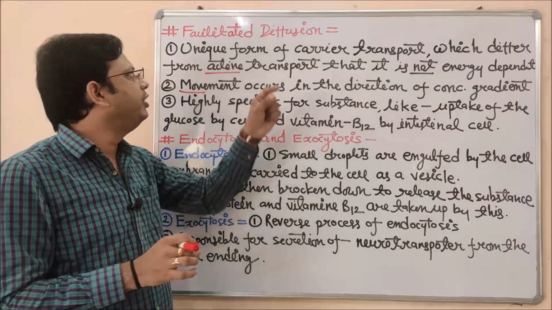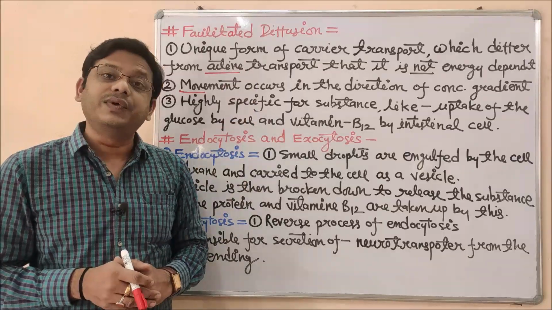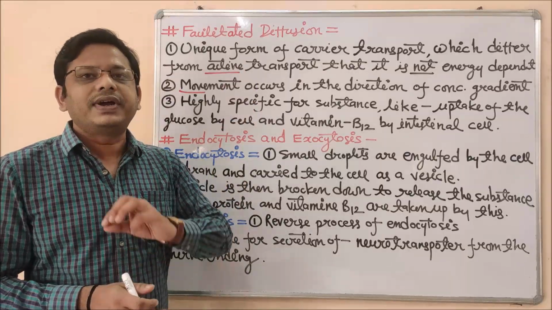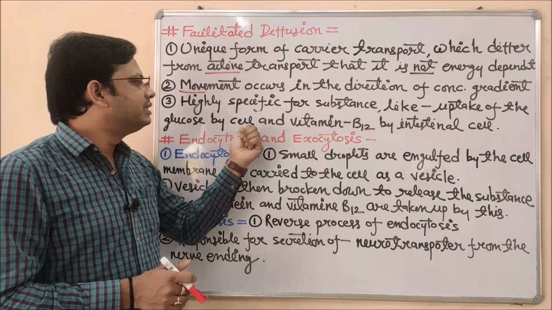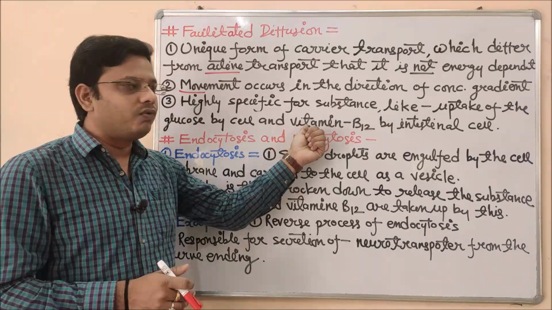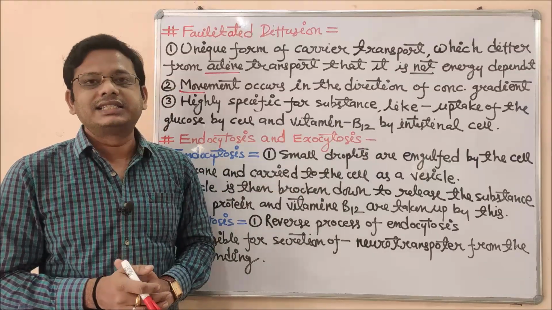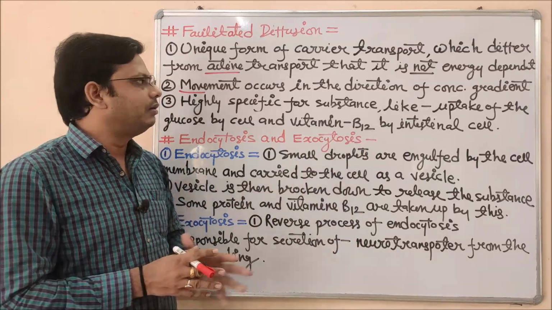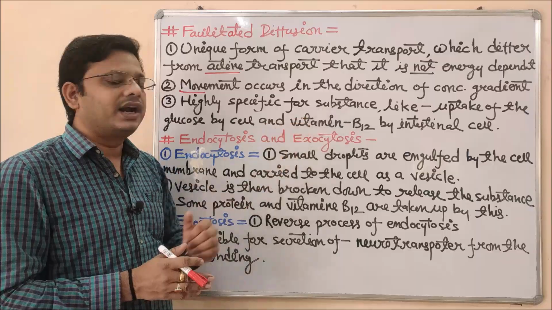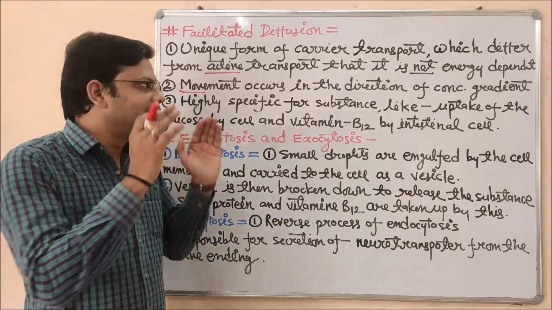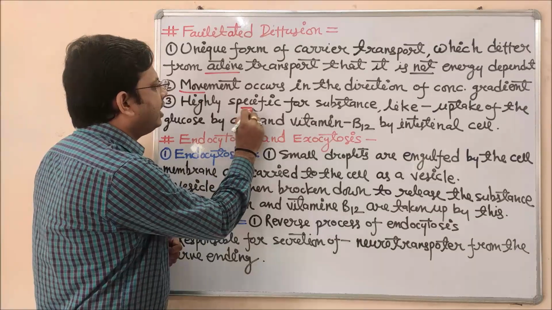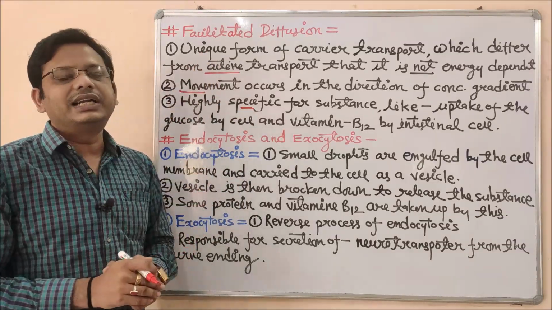So coming to the next point, carrier mediated transport, and specifically facilitated diffusion, is highly specific for particular substances. Examples are uptake of glucose by cells and uptake of vitamin B12 by intestinal cells. In general, these molecules are not taken in by other types of diffusion process, but are specifically allowed for facilitated diffusion.